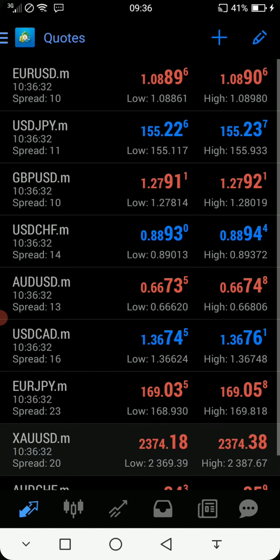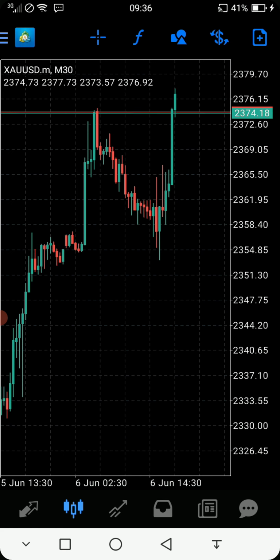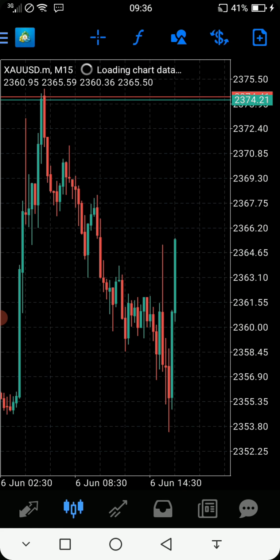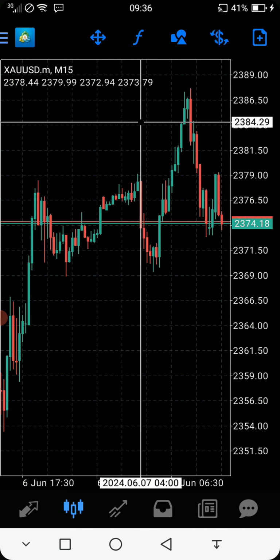So now we are looking at gold, guys. We are looking at gold currently, and what I see is we are selling gold. That is what I see. If you look at this market structure, we tried to break to the upside, but then price couldn't.